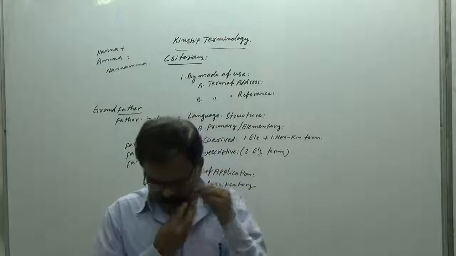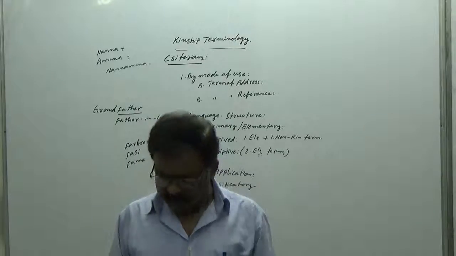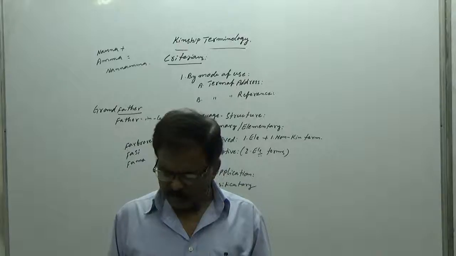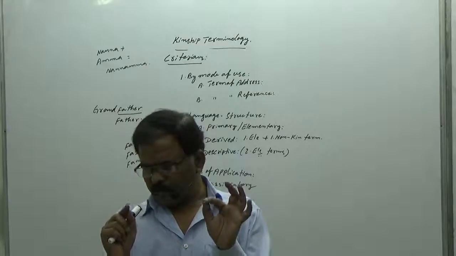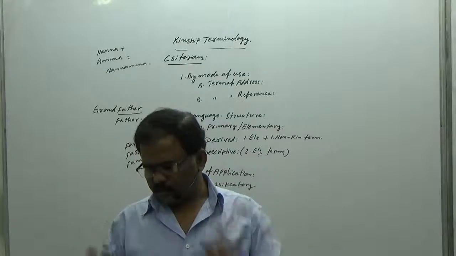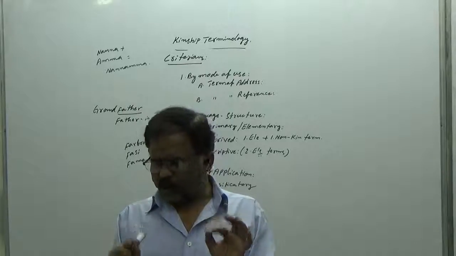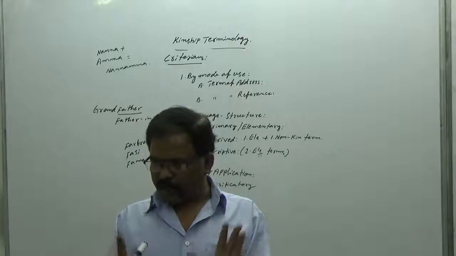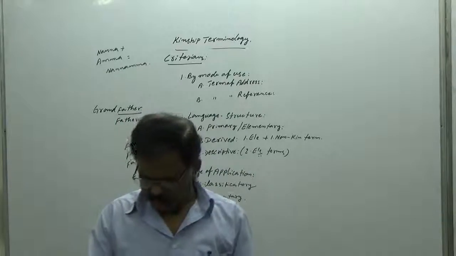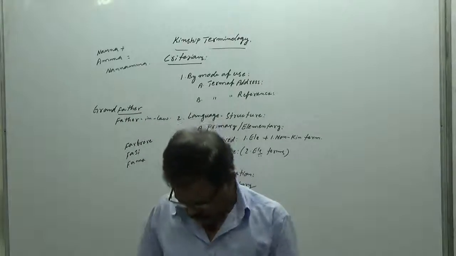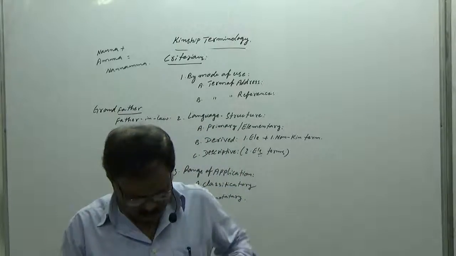That means on the basis of range of application, kin terms are classified into two, classificatory and denotatory. Classificatory means the term which is applicable to many kins and many criteria. Denotatory means the term which is applicable to a particular kin and a particular criterion only. So that is first. Shall we stop?